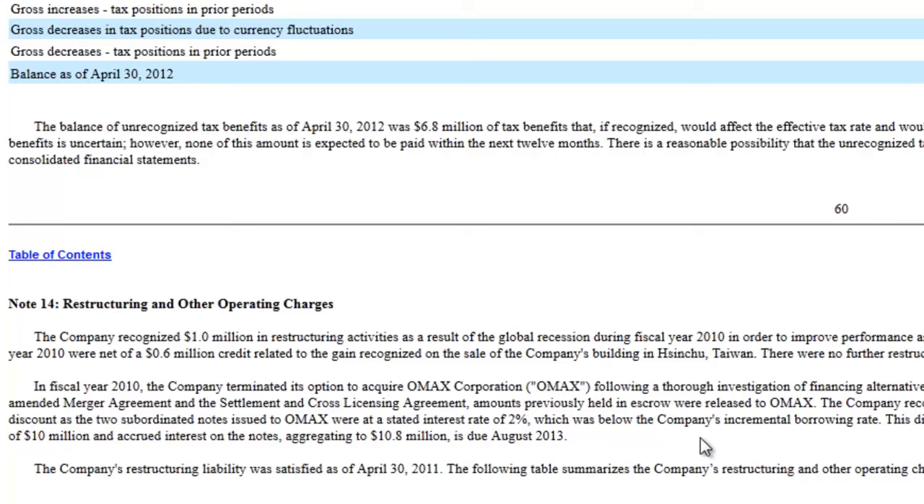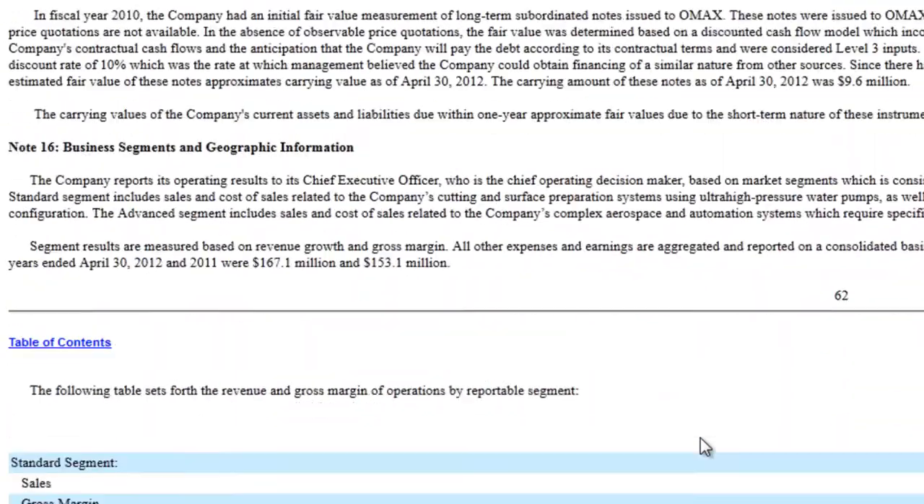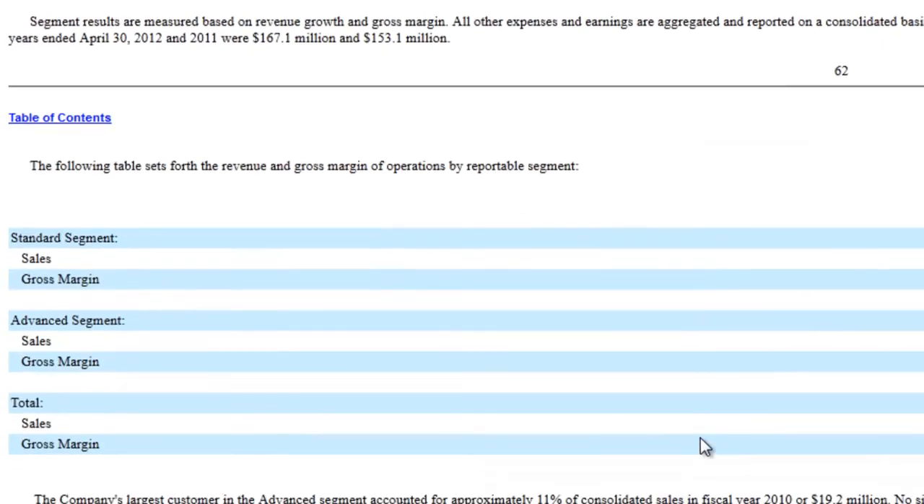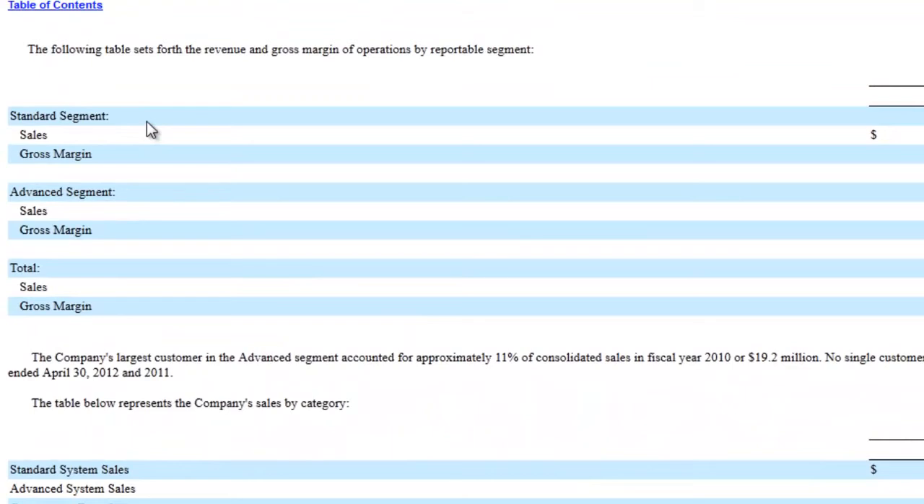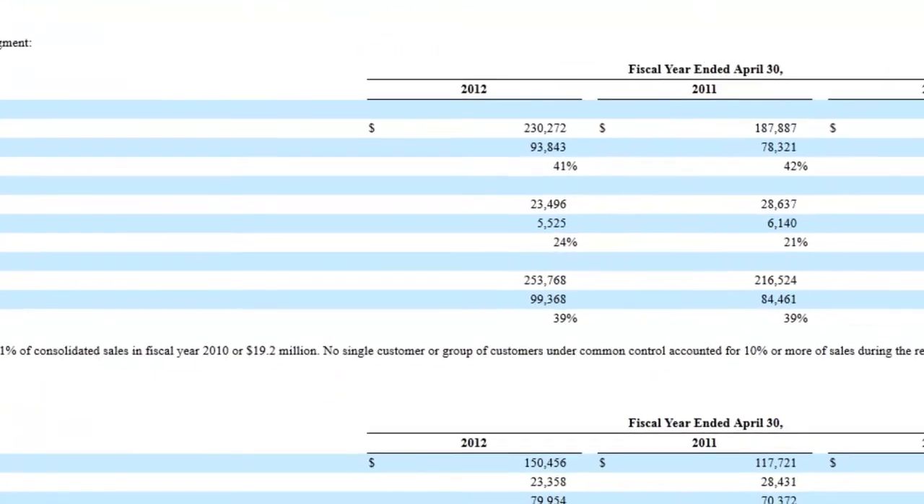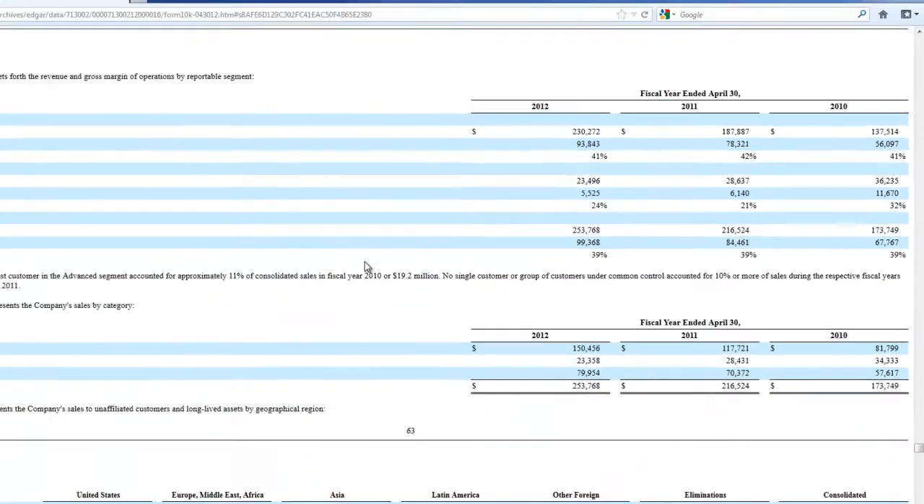And you might find out that there's value, because if the company is planning on closing or selling the unprofitable divisions, it can create shareholder value. And this is the section that you would usually learn about how much money each individual segment makes. And in this case, we have a standard segment, an advanced segment, and they break down how much money it makes and what the gross margins are for each segment.